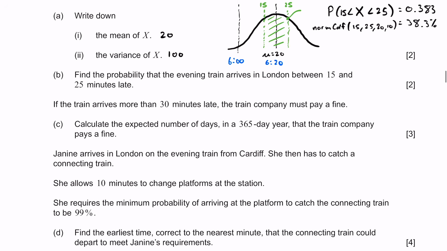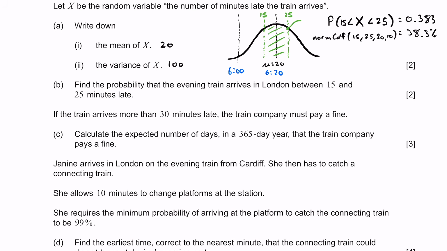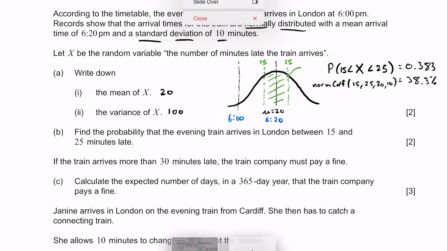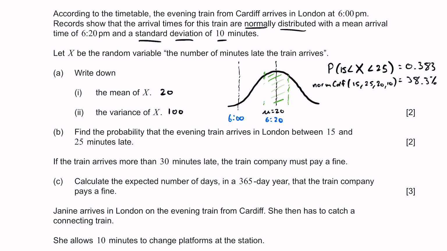Okay, that's interesting. So first off, to find the expected frequency, or the expected number of days out of a total year of 365 days that the train company would need to pay a fine, we first need to find out the likelihood that a train is going to arrive 30 minutes late. So let's go back to this normal distribution. I'm going to try to clean it up a little and see if we can work with this. So we can use the same normal distribution. Actually, I think that's okay.